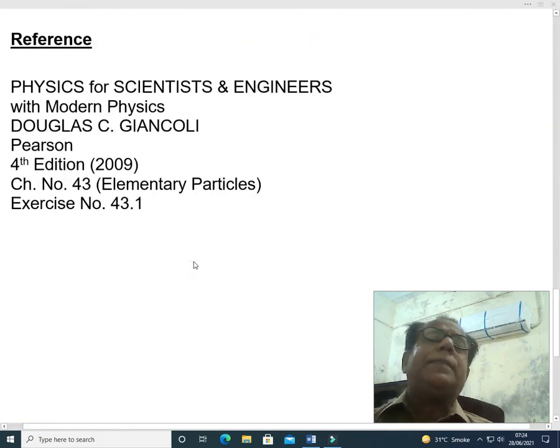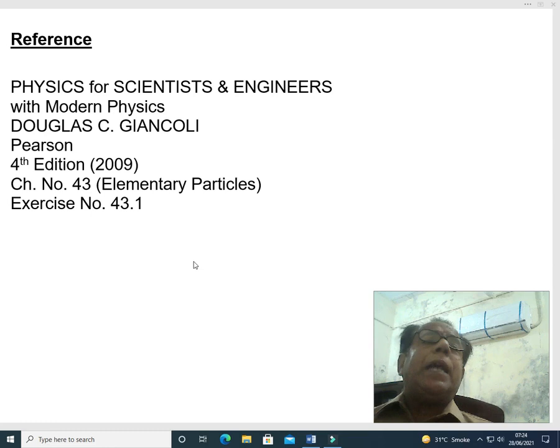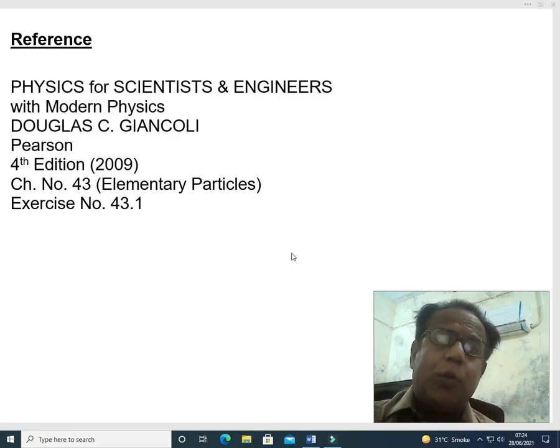Now we come towards the reference book from where we have selected this problem. The reference book is Physics for Scientists and Engineers with Modern Physics. The author is Douglas C. Giancoli. The publisher is Pearson. Its 4th edition, 2009, has been adopted, and its chapter number 43, elementary particles, is our concerned chapter, and this problem has been enumerated as exercise number 43.1 of this book, and this is the end of our module.